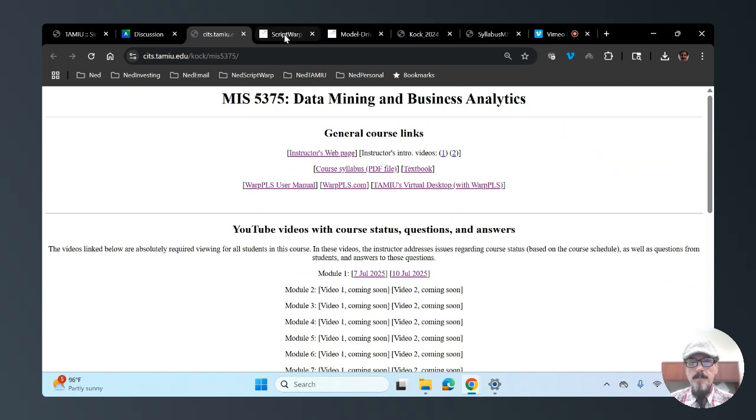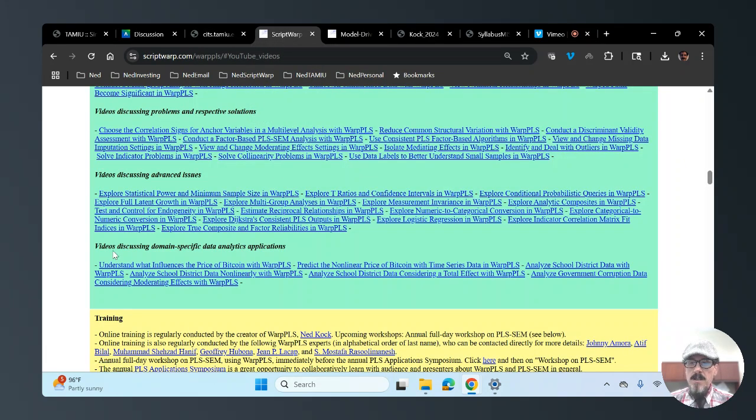So, as I was saying, under videos discussing domain specific data analytics applications, you see an example here. Understand what influences the price of Bitcoin with WarpPLS, and predict the nonlinear price of Bitcoin with time series data in WarpPLS. This one uses stock market data. This one does that, but in a lagged way.